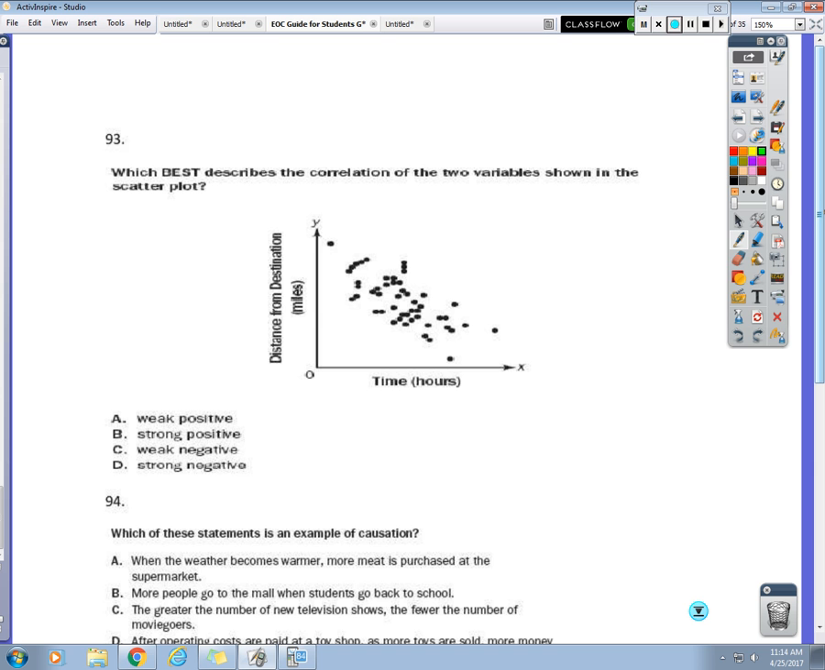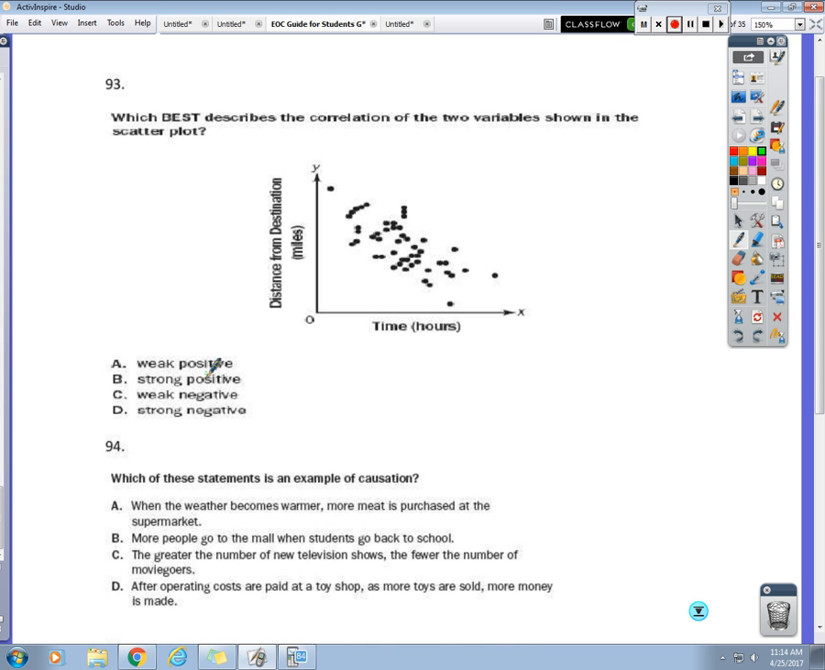Which best describes the correlation of the 2 variables shown in the scatter plot? Well, it's definitely negative because it's going down. And I would have called it weak, but the answer key said strong. I guess to be weak, you would want to look for something that maybe had some outliers. Hopefully on the test it'll be a little more obvious because it's not super strong. But there were no things far from the data.